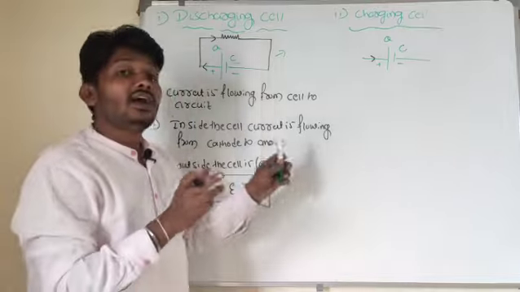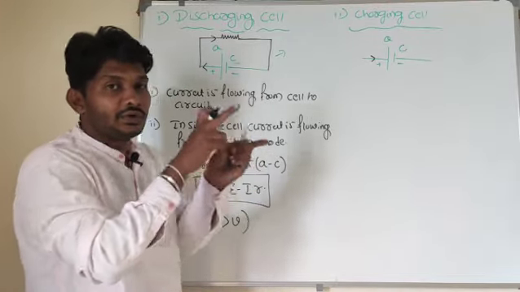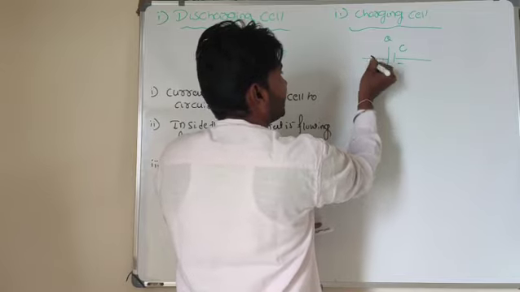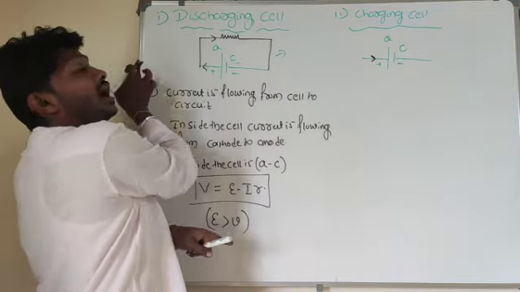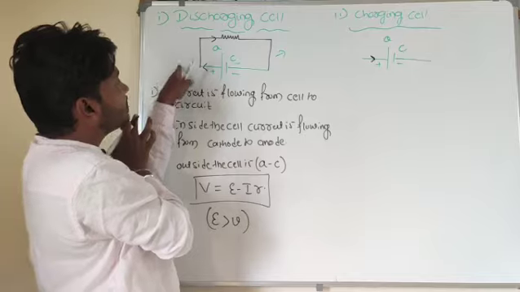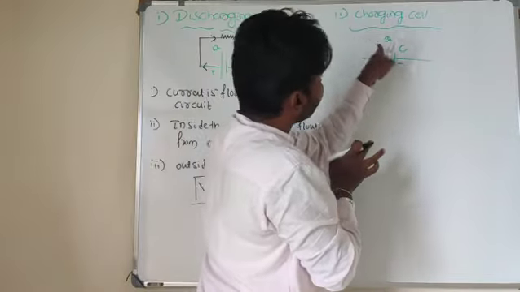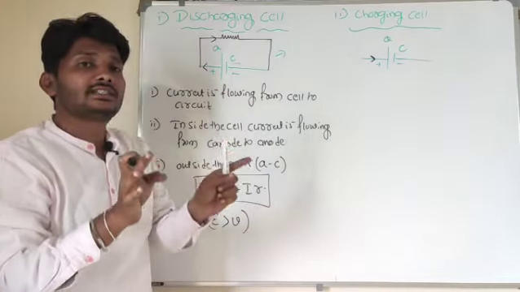So did you get my point? Current is flowing from circuit to the cell here. So circuit to the cell, current is flowing inside the cell here. Here current is flowing outside the cell. Current is flowing outside the cell means that is about a discharging cell. Current is flowing towards the cell means that is about a charging cell.